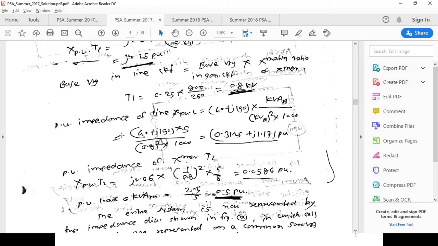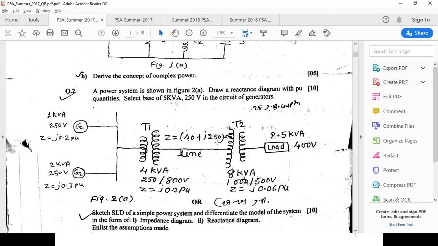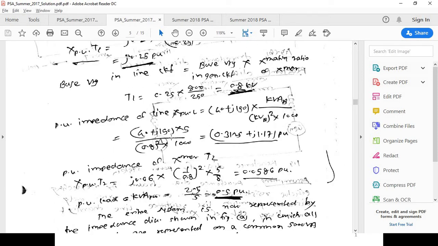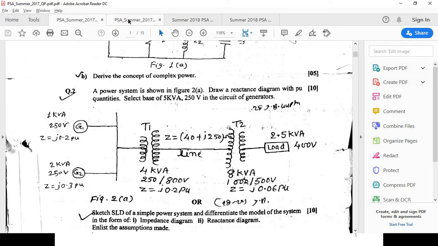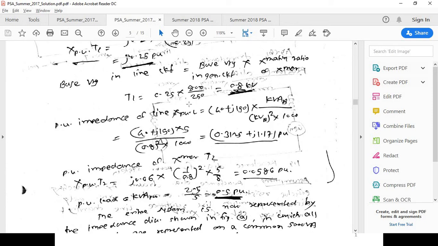Now per unit impedance of the transmission line is equal to actual transmission line impedance into kVA base upon (kV base) squared into 1000. So what is the value of the transmission line impedance as given in the diagram? It is given 40 plus j250. So 40 plus j250, into 5 upon (0.8) squared into 1000. So it is 0.3125 plus j1.70 per unit.